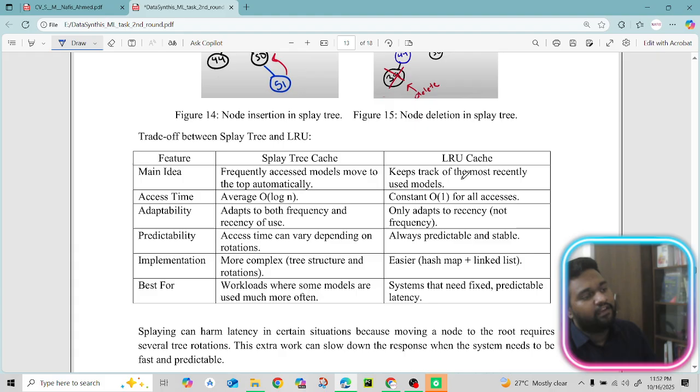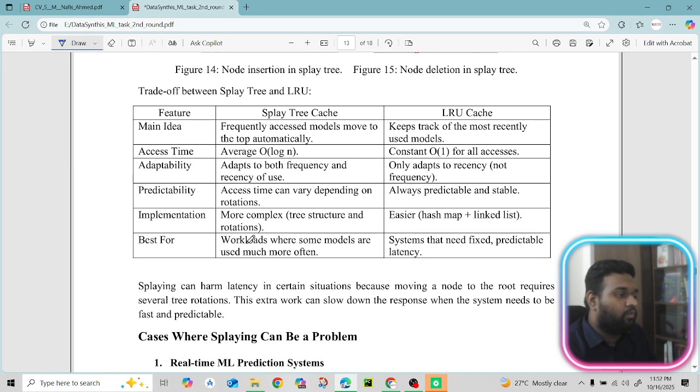But in LRU, it doesn't matter how many times you use a model. It only takes care of which machine learning model I have used in recent times. That will be the main concern. So, workflows where some models are used much more often, for example, I am more interested in computer vision, so I use a lot of computer vision models. I'll leave this example, I am not going to take it because it will create a lot of problems for me. Systems that need fixed and predictable latency.